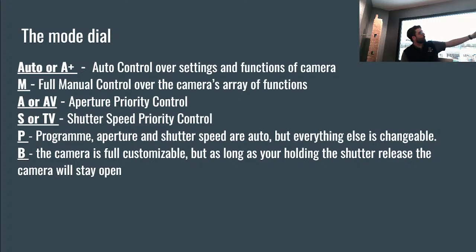I would say your big ones to focus on are the top four. Auto, full control over the camera does everything for you, you point and shoot. Manual, you control everything that the camera has as far as function. Aperture priority, you control that iris that I was telling you about and how big and small that gets. And then shutter speed, how fast is that iris closing.